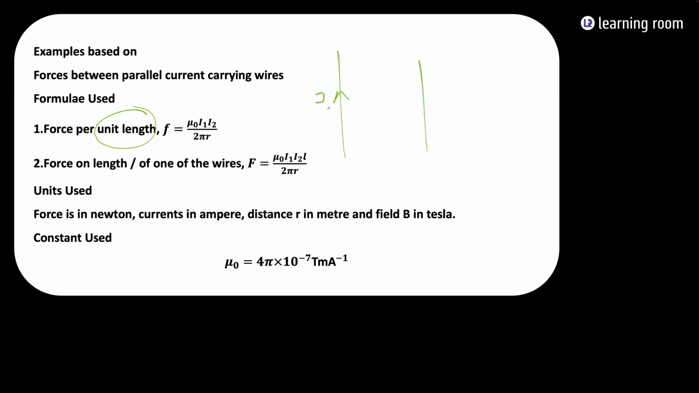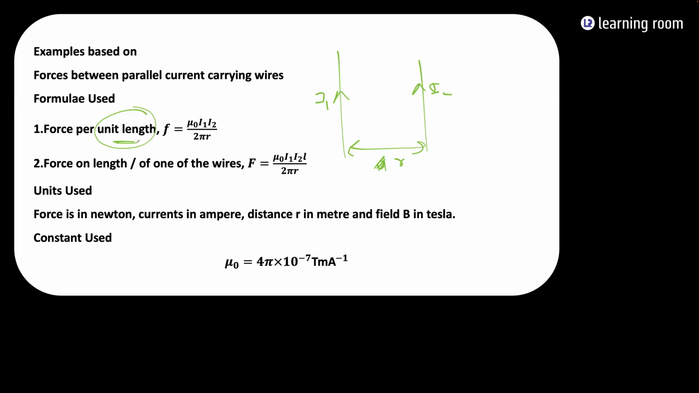So if this is I1 and if this is I2, the distance of separation between them, if it is going to be r according to this formula, right? Then it will be mu naught times I1 I2 divided by 2 pi r. But what is it? It is not force. It is the force per unit length. So you need to be very careful.